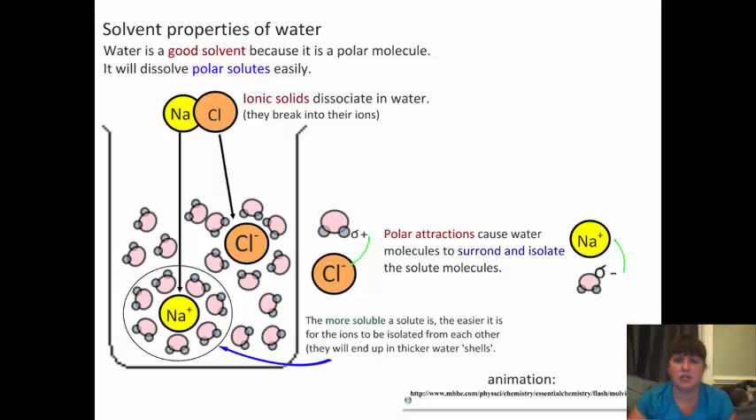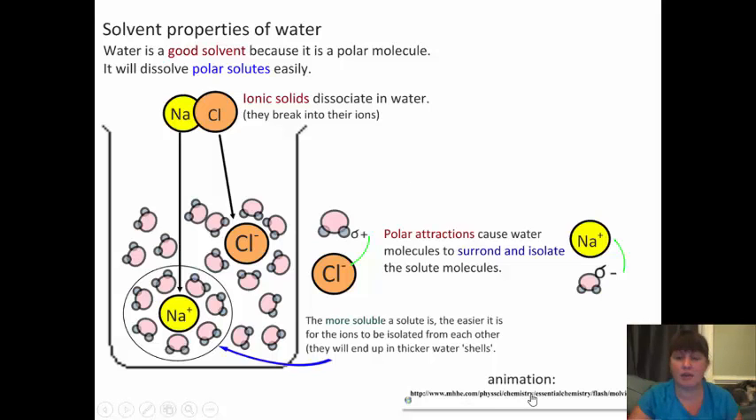The polar attractions of water cause the water molecules to surround and isolate the solute molecules. The more soluble a solute is, the easier it is for the ions to be isolated from each other, and so they end up in a thicker water shell. So the water forms a shell around charged and polar molecules, and this keeps these molecules from clumping together and also keeps them within the solution.